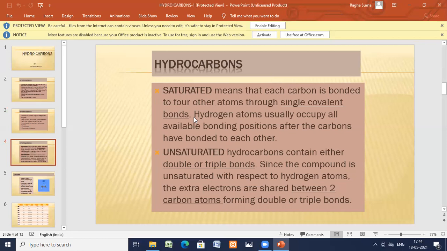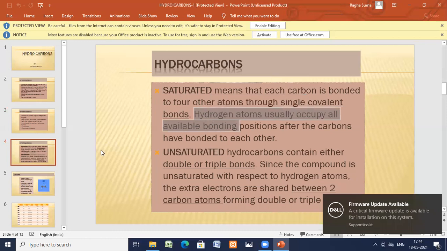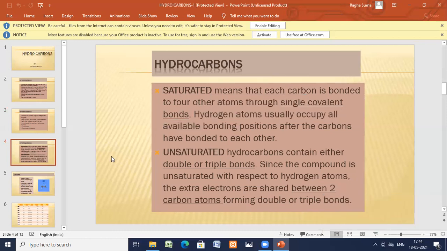The hydrogen atoms generally satisfy the valence. Next, coming to the bonding positions of the carbon atoms, the hydrogens satisfy the valence of the carbon. In case all the carbon atoms are bonded well and good; if it is less, then the hydrogen atoms fill the remaining positions.